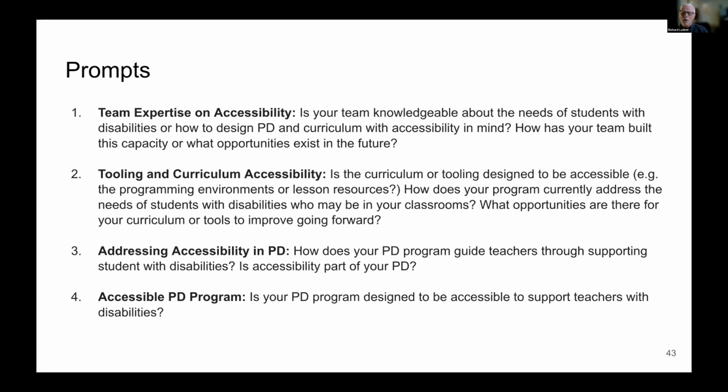We wrote some prompts here. GT, do you want me to go through these prompts, or do you want to go through them? Why don't you go through them, Richard, and then everybody just think. In a moment you're going to be placed in a breakout room where you're going to talk about these with other curriculum and PD providers. You won't have to answer all four, but Richard, why don't you read them off and then I'll read them off.